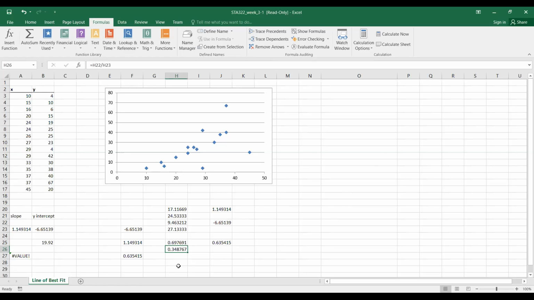Because you're dividing by a different denominator. So if you were to do population instead of sample, you would get a lower mean because you're dividing by a higher number.